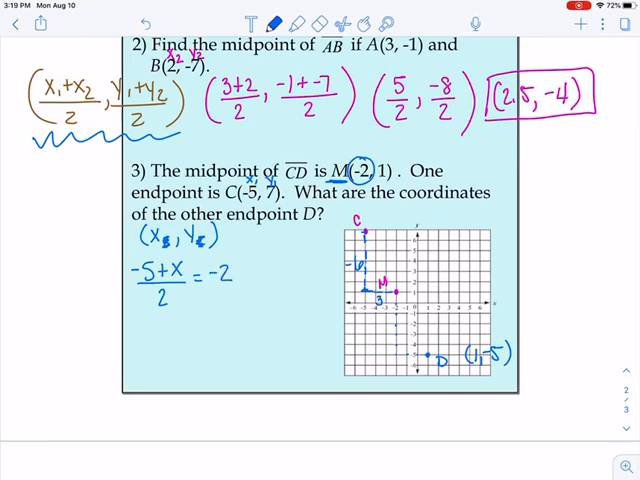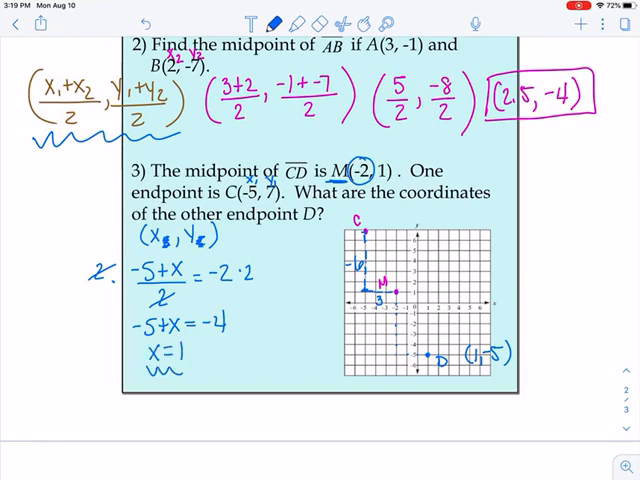And now all I'm going to do is solve that simple equation. The opposite of dividing by 2 is to multiply by 2. So if I multiply both sides by 2, those 2's will cancel, leaving me with negative 5 plus x. And on the right, negative 2 times a positive 2 is a negative 4. And now I'll add 5 to both sides.